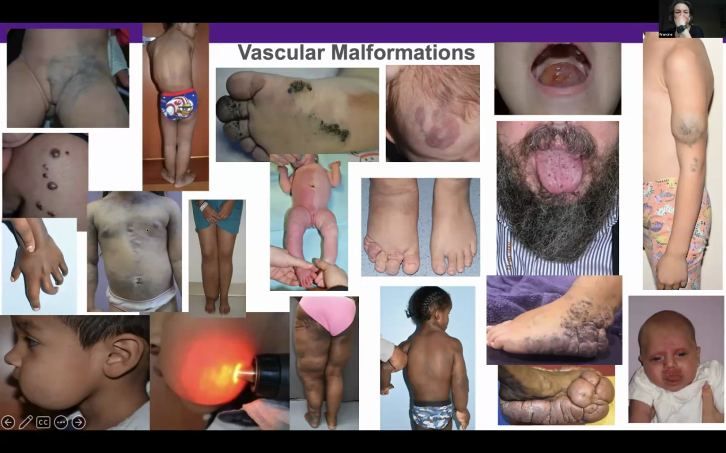That's not really surgical, but this is a patient also with CLOVES. It's a different patient. It may be the same one. They have leg length discrepancy. There can be sandal gap that is very common in these patients.